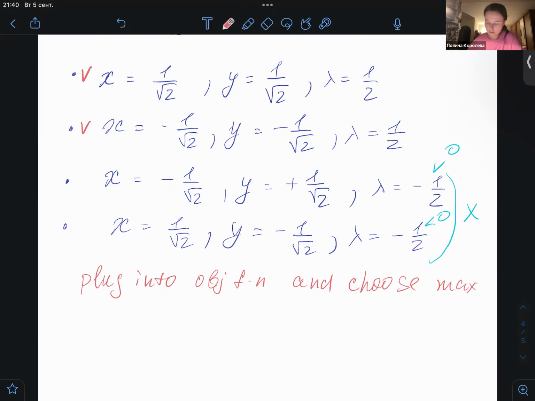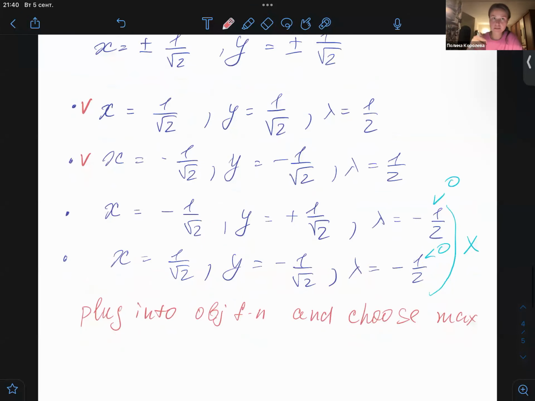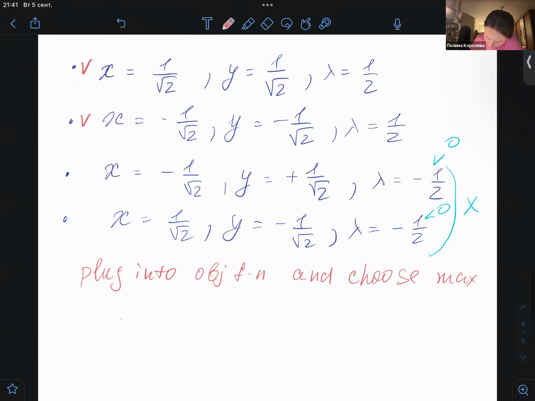And choose maximal value. As you see, our objective function is x multiplied by y. If we put zeros here, the function value will be equal to 0. If we put 1 over square root of 2 and 1 over square root of 2, or the third point, the values will be the same, and they will give 1/2, which is bigger than 0. So these 2 points are our solutions.